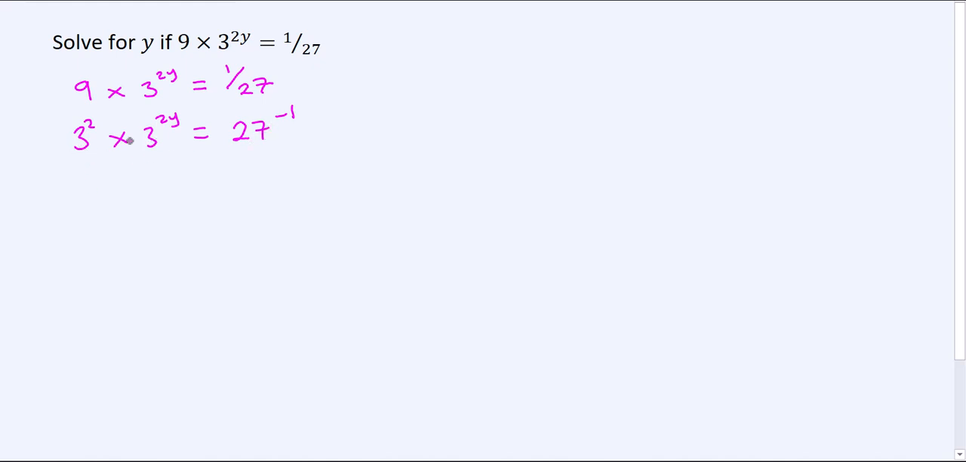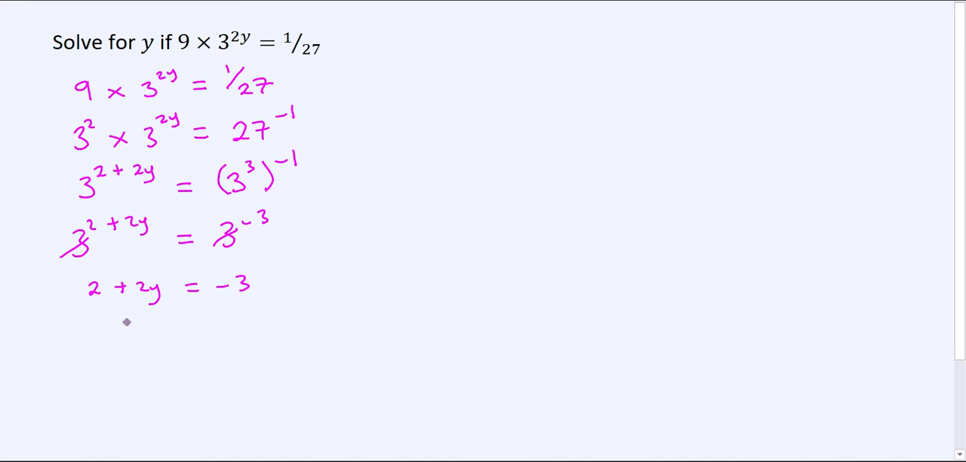So here, since we have the same base multiplying, you can apply the multiplication law, which means to add: 3 raised to the power 2 plus 2y is equal to 27, which is the same as 3 raised to the power 3, all in brackets to the power negative 1. So here we have 3 raised to the power 2 plus 2y is equal to 3 raised to the power negative 3. So multiplying this, that's the power law. So since they're the same now, we can cancel out the bases, and we are left with 2 plus 2y. So we are now solving for the exponents since they equate each other.